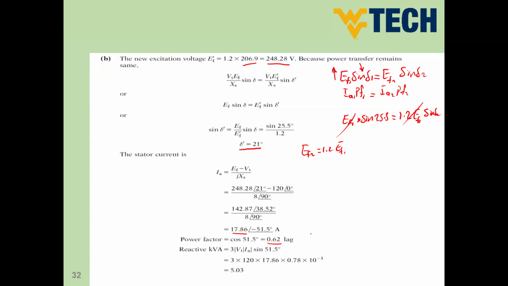Regarding the reactive power, simply you can calculate now the reactive power as 3 V terminal IA sine phi. We have V terminal phase 120. The current is calculated, and sine phi is calculated as well. So you can calculate the reactive power, and the reactive power is 5.03. Okay, so this is part B.